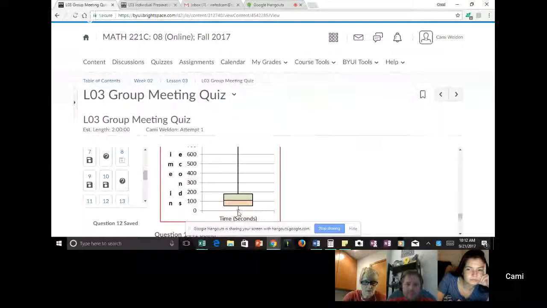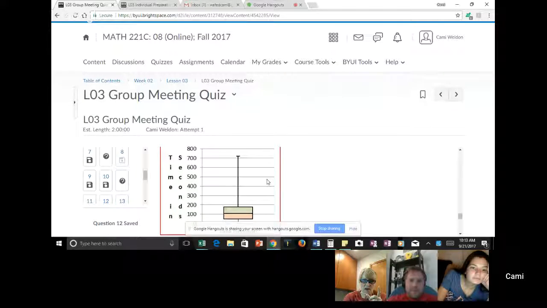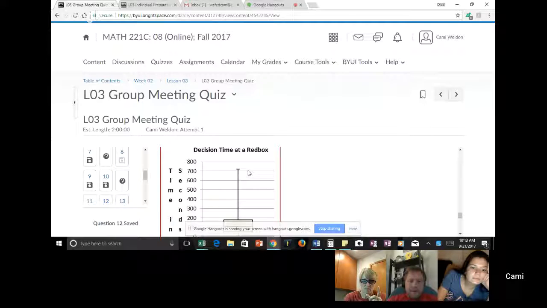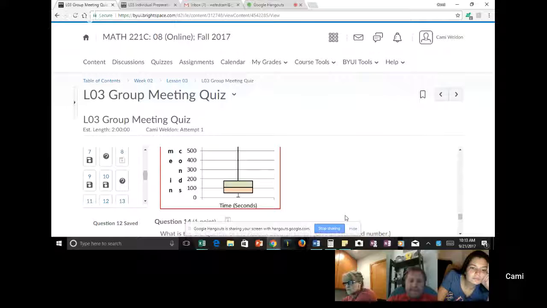So yeah, this little line right here, that's going to be your minimum. This is going to be your first quartile, the bottom of the box. Middle line is your median, or your 50%, or your second quartile, I guess. And then this is going to be your third quartile. And the very end of the line is the maximum. Okay, I need to write that down.